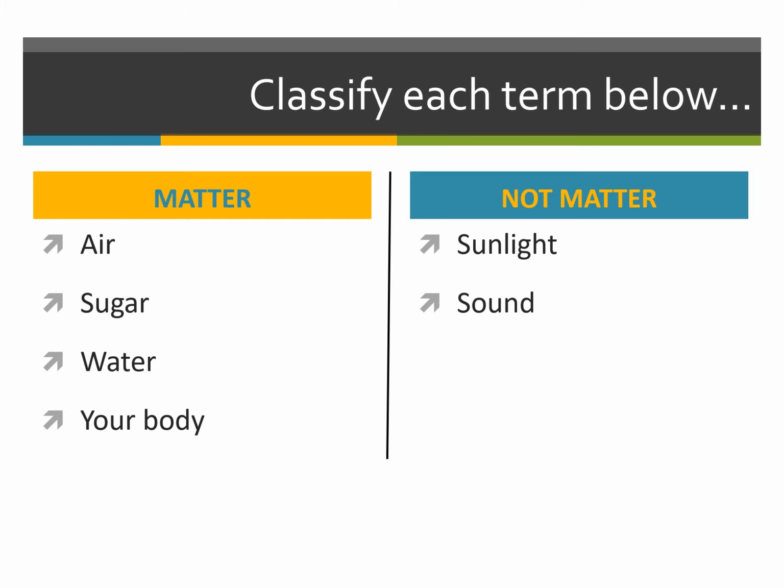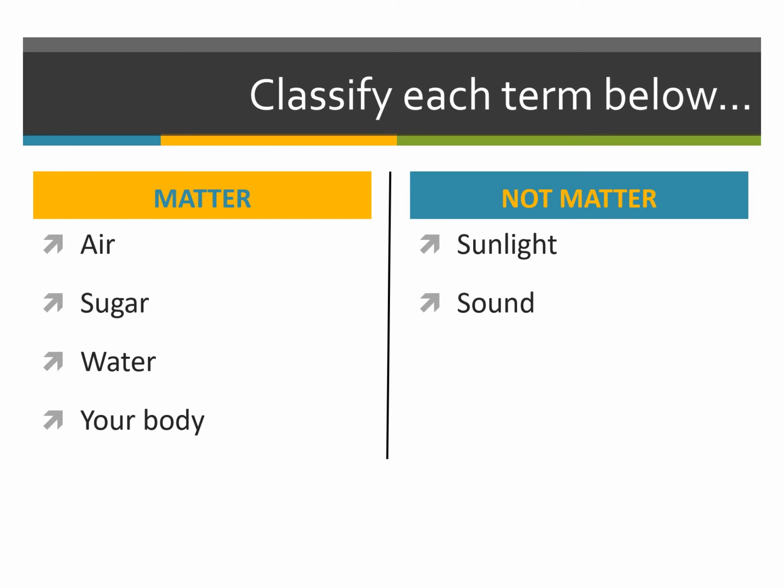Sugar. Sugar is a little bit easier to classify. It both takes up space and it has a mass. That means you can weigh it and see how heavy it is. Water. Water takes up space. We usually measure volumes of water, and it also has a mass. And your body right now where you're sitting is taking up space, and you have a mass that when you multiply it times gravity gives you your weight.